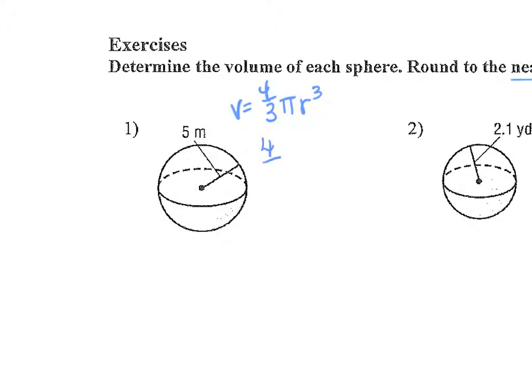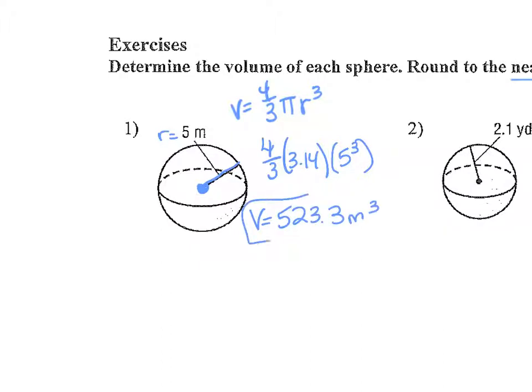So plugging all these numbers in, 4/3, pi is 3.14. Radius of this circle, they gave it to us. They drew a line just halfway across, so I don't have to divide or do anything. My radius is 5. So 5 cubed. Okay, so all together in your calculator, 4/3 times 3.14 times 5, caret top 3, and we get 523.3 meters cubed.